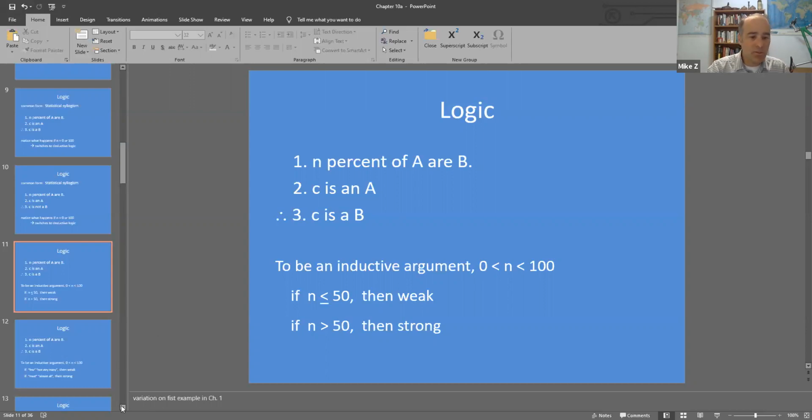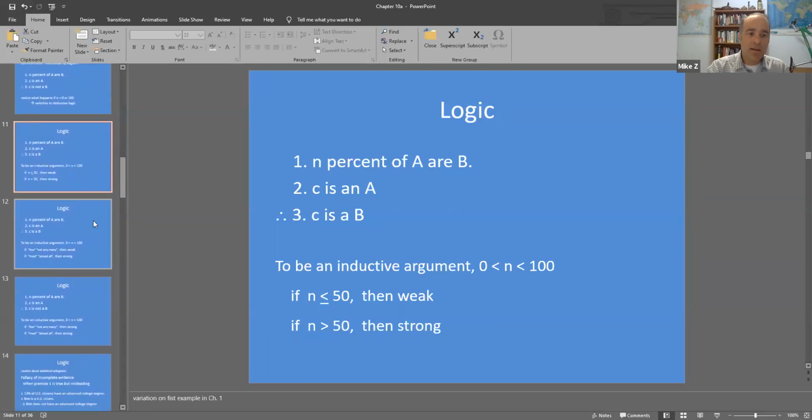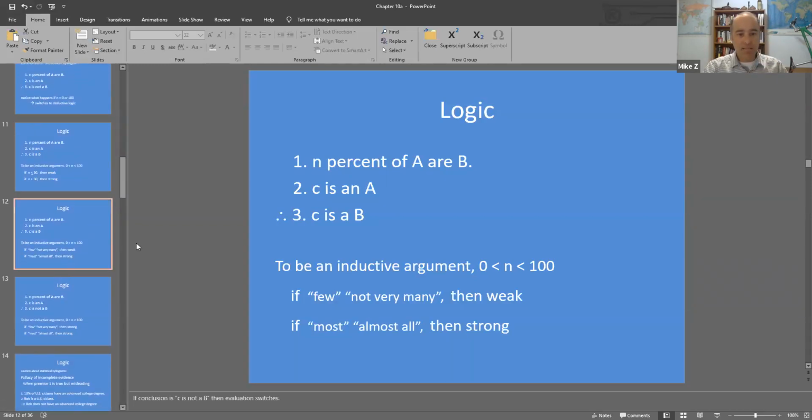And this is worth noting too, it depends on the phrasing we've got here. Instead of citing an actual number for n percentage, we could use some English term that implies the same sort of thing. It's more vague as to exactly what percentage we're referring to. But if we say few, instead of some percentage like 30% of A's are B, if we say few A's are B, or not very many A's are B, or almost no A's are B, and then try to conclude from that, given that C is an A, that C is also a B, well, that's a weak argument, right?